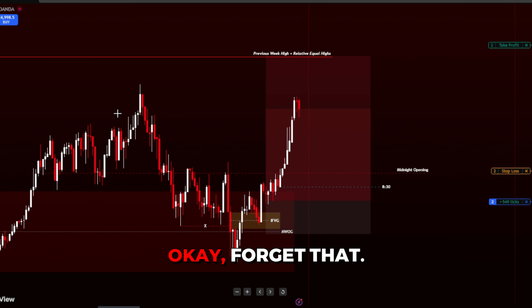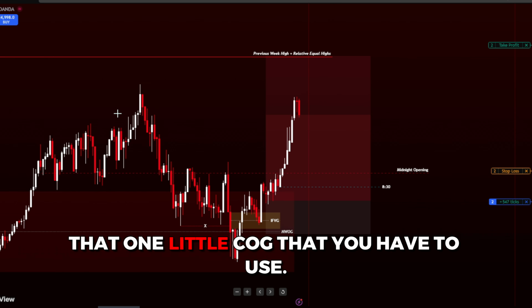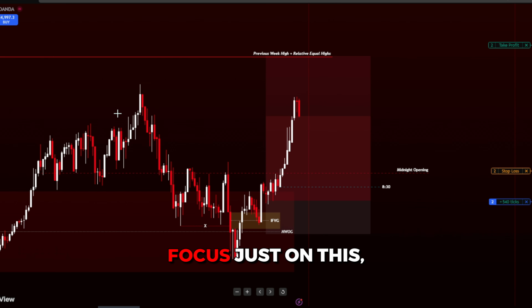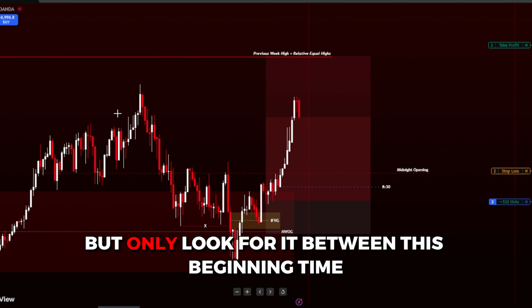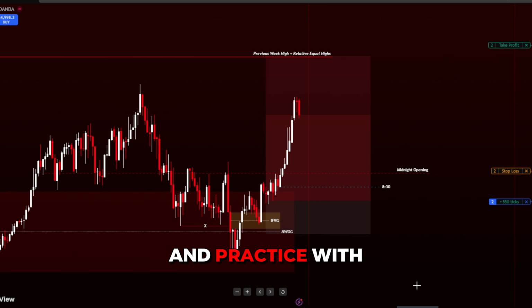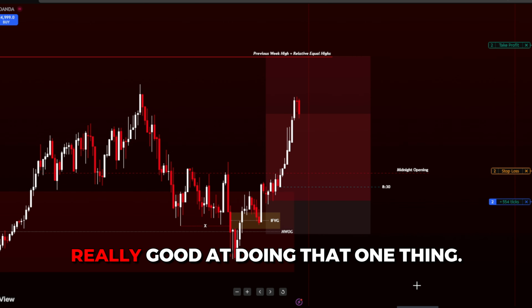I don't know what PD array. Okay, forget that. Here's the PD array. Here's the one little thing, that one little cog that you have to use. Focus just on this. But only look for it between this beginning time and this ending time. And practice with that until you get really, really good at doing that one thing.